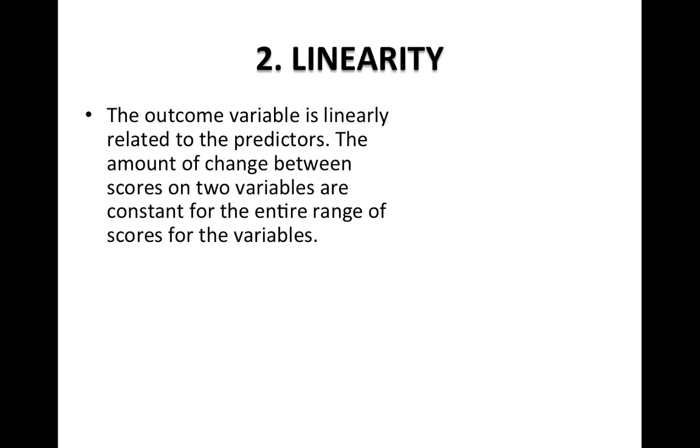Linearity talks about the outcome variable being linearly related to the predictor variables. The amount of change between scores on two variables should be constant for the entire range of scores for the variables. So a linear relationship would look something like this, if this is variable A and this is variable B.